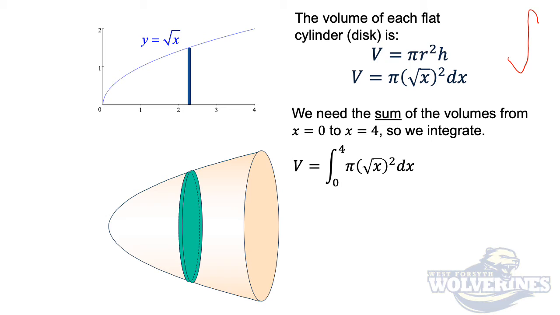Then we can solve. Okay, so there's a pi, there's a root x squared, so that's great because that just becomes x. That's simple. And then we just do the power rule to get the antiderivative, right? If I have x to the first, that becomes x squared over 2. And we just put the pi over 2 out in front. And then I plug in the 4. 4 squared is 16. Half of 16 is 8. And then that's minus 0. So the volume is 8 pi.